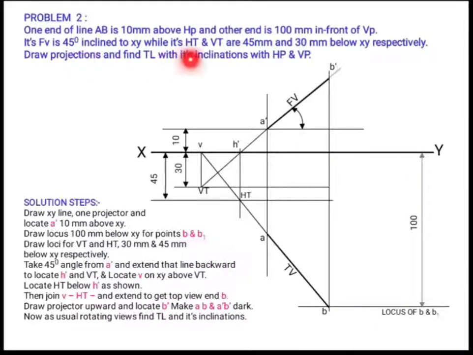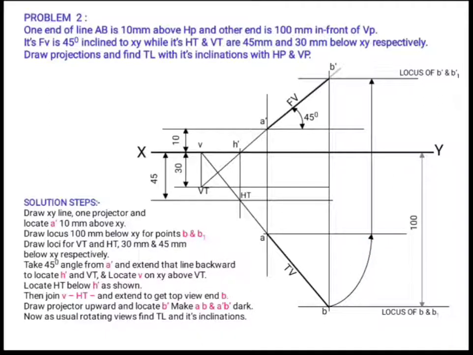We are also asked to find the true length and its inclinations with the horizontal plane and vertical plane. That means we have to find the true length of the line and the angles theta and phi. For that we can rotate the line. The line rotation method can be adopted. We can rotate the line with respect to point A, make it horizontal, and then project it upward. The intersecting point B1 dash is obtained on the locus line of B dash. Joining B1 dash A dash, we will get the true length line.